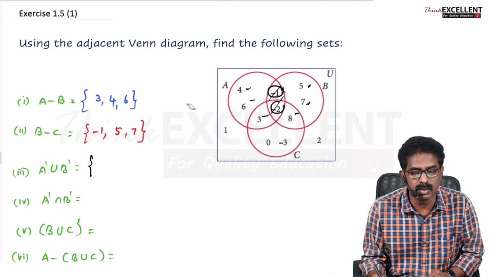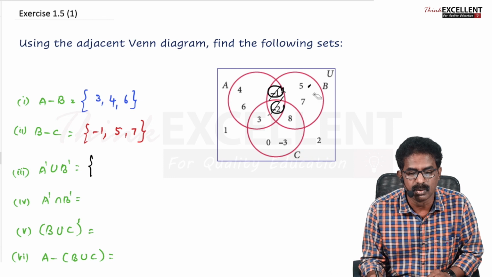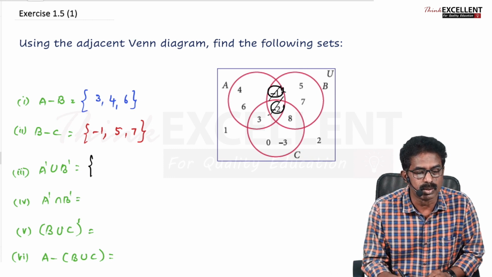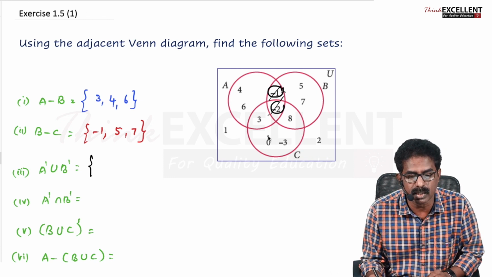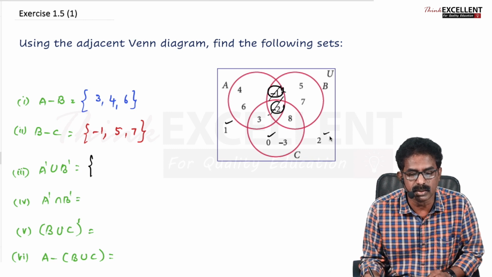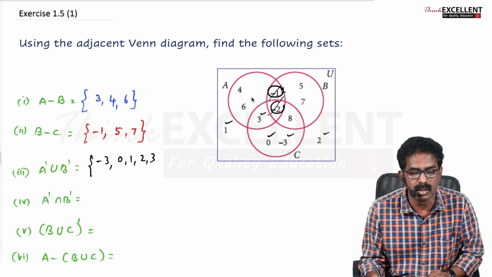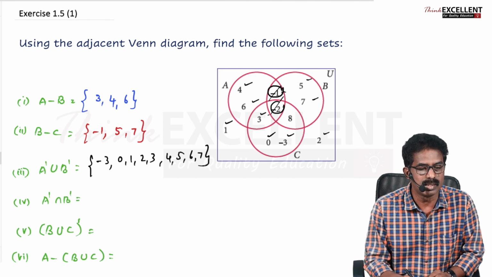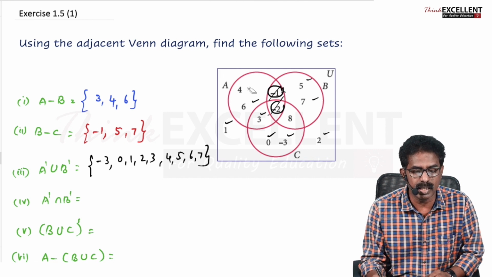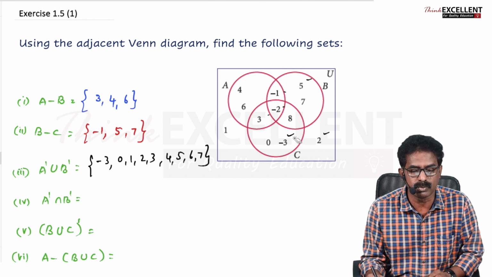So if possible, you write in order. Even the outside numbers also you should write. Okay, so 0 is there. 1 is there, 2 is there, but before that -3 is there, right? So I'm starting with -3. -3, 0, 1, 2, 3, 4, 5, 6, 7, right? Okay. So this is the answer for A dash union B dash. Now go through the next one.